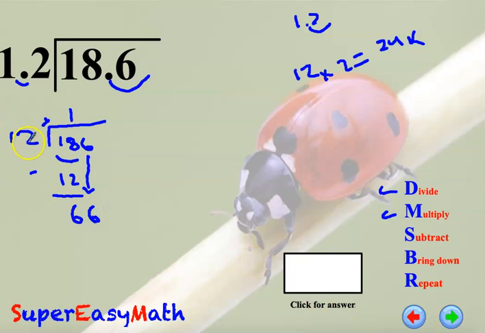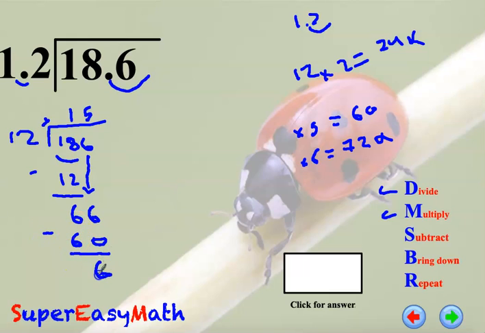So divide. So how many 12 we have in 66? We know that 12 times 5 equal to 60, and 12 times 6 equal to 72, greater than 66, so not accepted. So we have 5. Multiply. So 12 times 5 equal to 60. Subtract 66 minus 60 equal to 6.